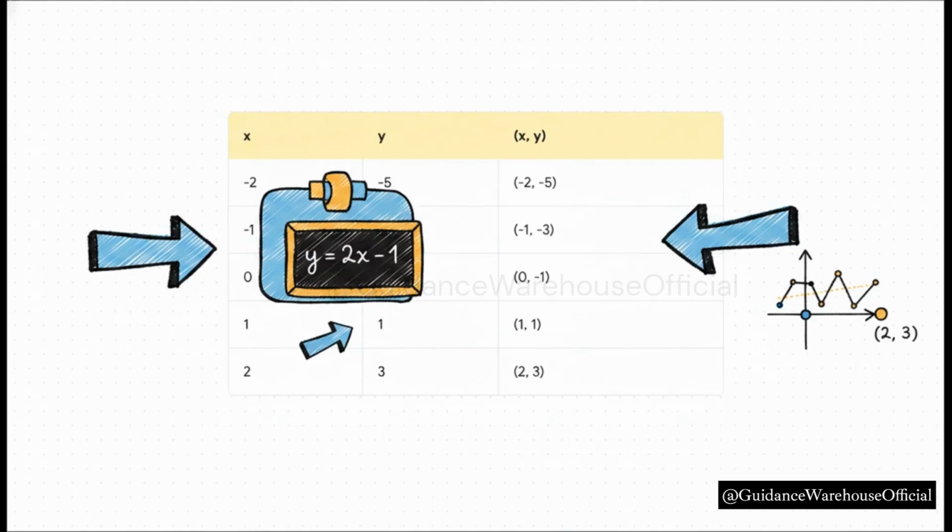So we can just make a quick table. We pick a few numbers for x. Let's say we plug in a 2. The equation is y equals 2 times 2, which is 4, minus 1, which is 3. So that gives us our address, the ordered pair (2, 3). And we can do that over and over for different x values.